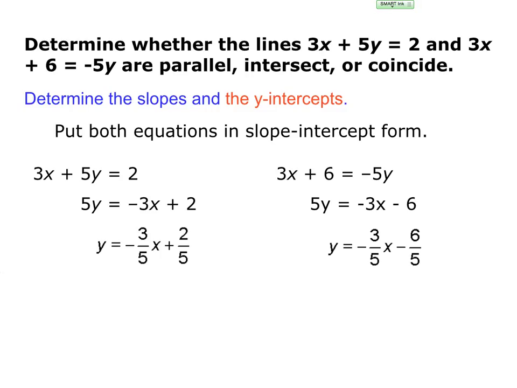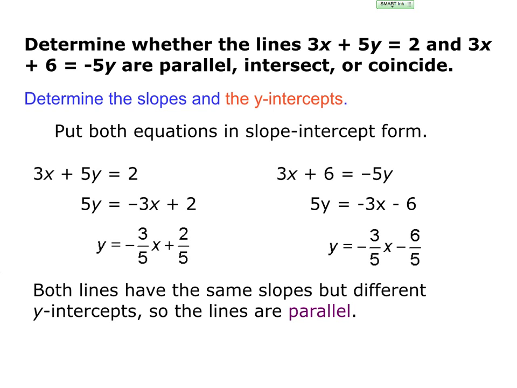Do they have the same slope? And if they do, then you need to look further. Do they have the same intercept or different intercepts? That tells you parallel or coinciding. Show me. All right, these should have been parallel. They have the same slope, but different y-intercepts.